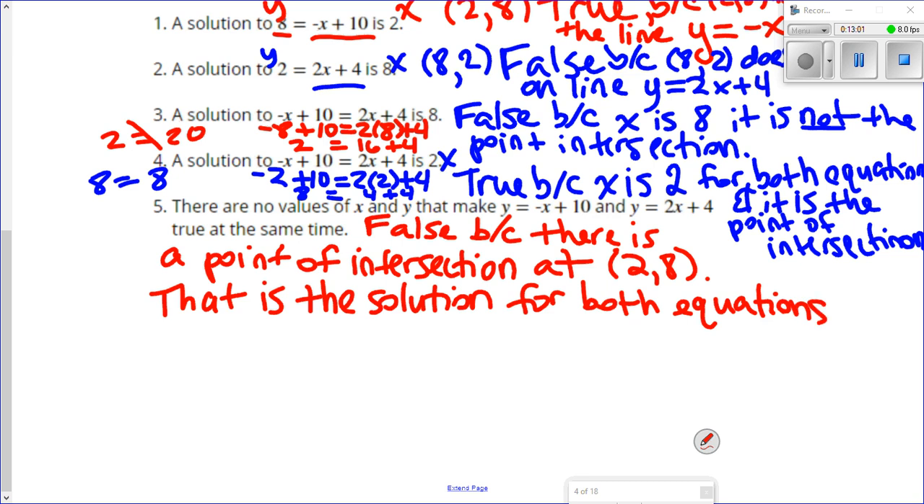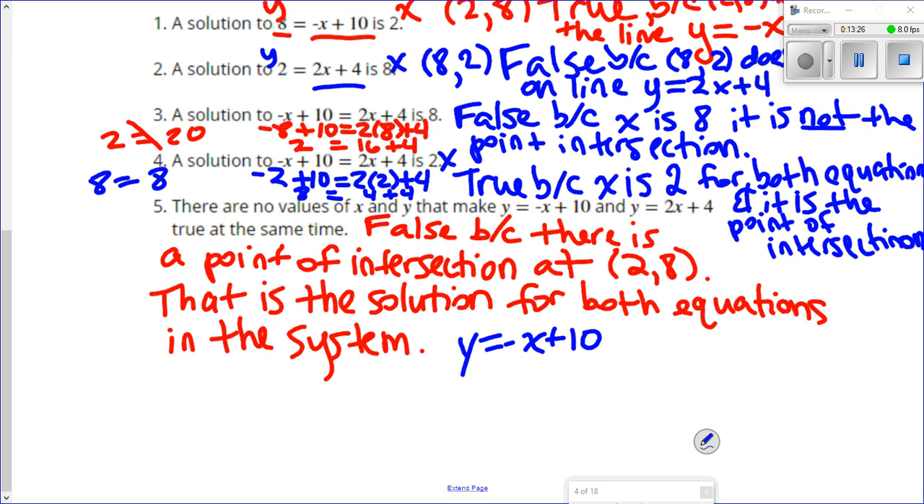Both equations in the system. We could also check that algebraically, just as we did the previous two problems. If I let x be 2 in each of these equations, I should get an output for y as 8. So if I check y equals negative x plus 10, and I replace y with 8, and x with 2, it works for the first equation because I know negative 2 plus 10 does in fact give me 8.